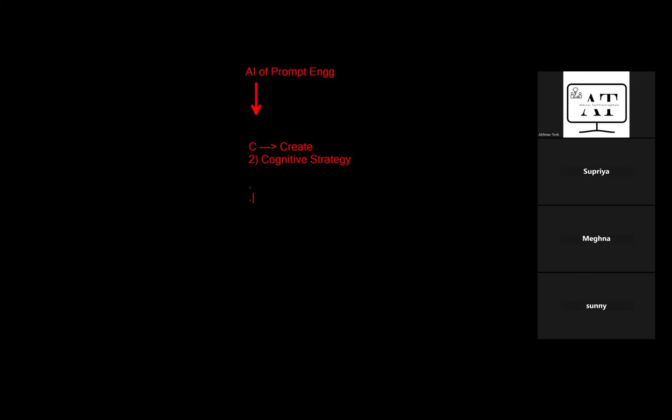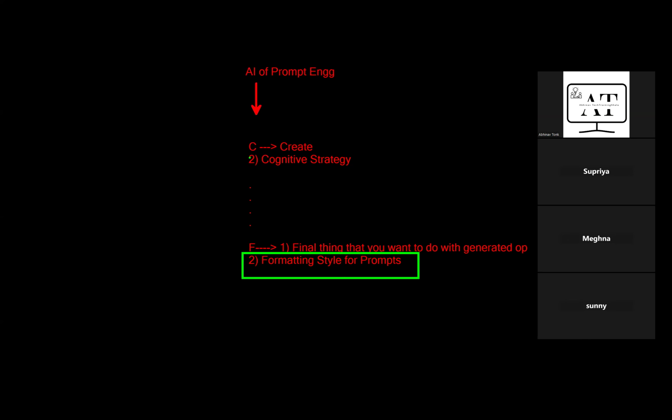And then there was the F part also in AI of prompt engineering. F means, first, the final thing that you want to do with the generated output. That was the first part. And second was formatting, basically the formatting style for prompts. So this is the second part. So we are going to cover these two parts in today's session, formatting style for prompts and then different cognitive strategies.